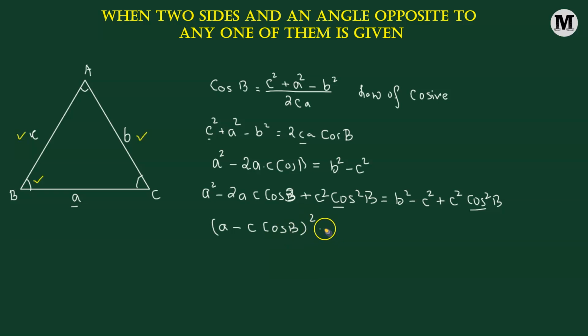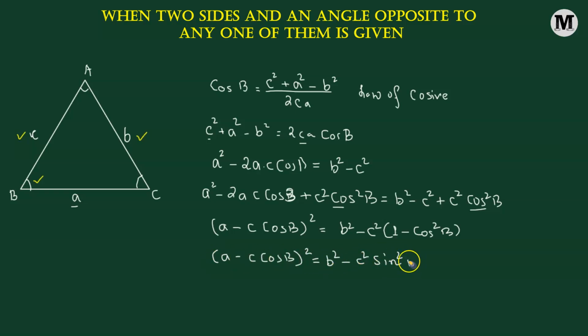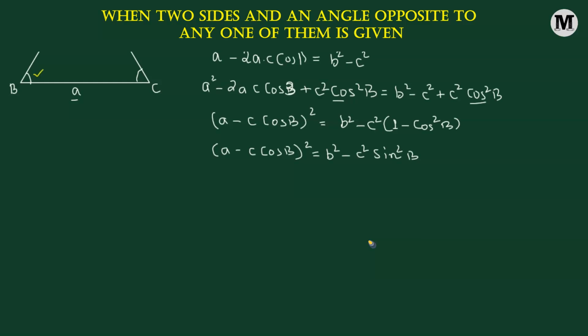So this is now equal to b squared minus, let's take negative c squared as the common factor from the second and the third term. So we have b squared minus c squared multiplied by 1 minus cosine squared B. Furthermore, we can reduce 1 minus cosine squared B and change it to sine squared B. Now we're going to take the square root on both sides.